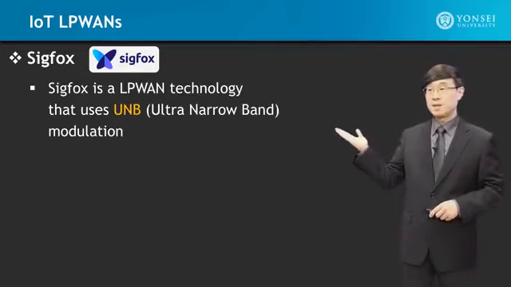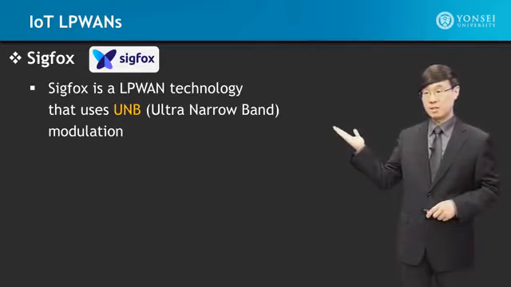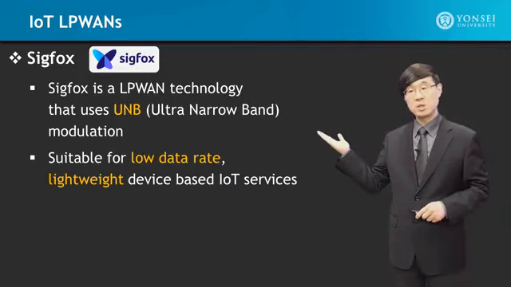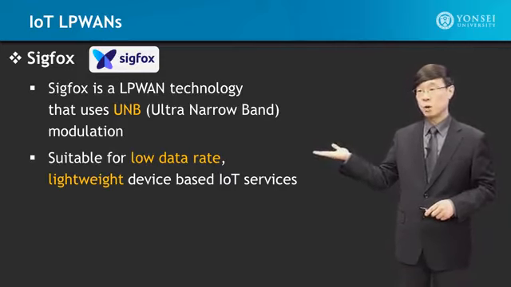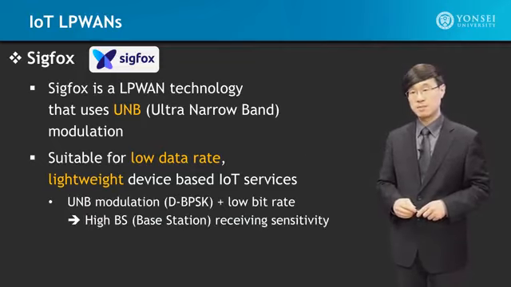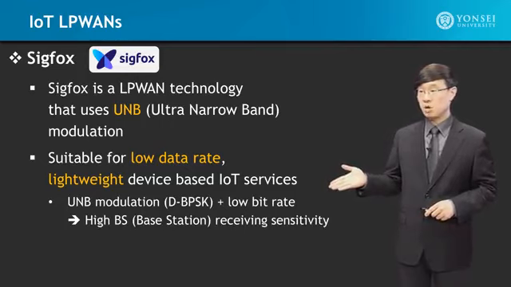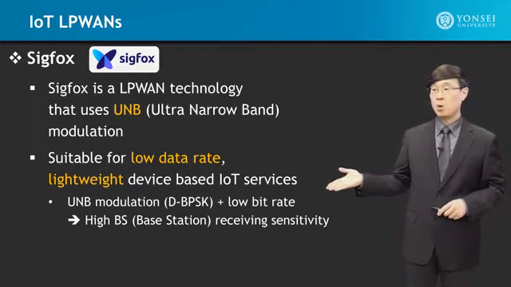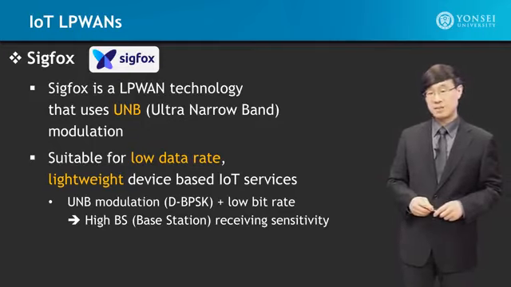Sigfox. This is an LPWAN technology that uses UNB, ultra narrowband modulation. It is suitable for low data rate, lightweight devices based on IoT services. The typical structure of the modulation is dBPSK, and it is at low bit rates. Overall, high base station receiving sensitivity is required.